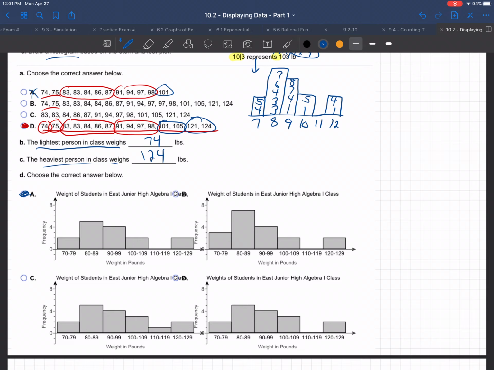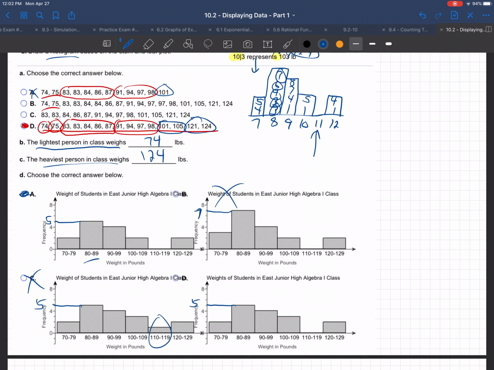How can I tell? Well, this bar is coming up to 5, and there's 1, 2, 3, 4, 5 in the 80s row. Whereas this bar is coming up to 7. No, that's not right, this one's out. This bar is coming up to 5, that's looking good. This bar is coming up to 5, that's looking good. This bar has something in the 110 range, but there's supposed to be nothing there. So that one's out. So it's either A or D.